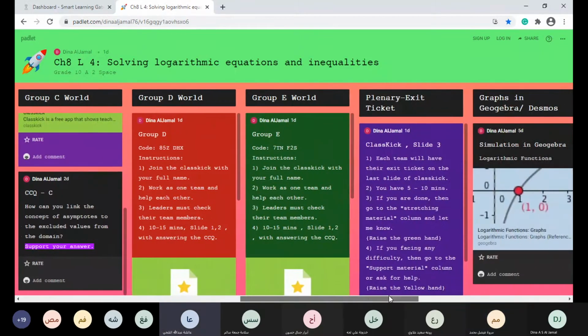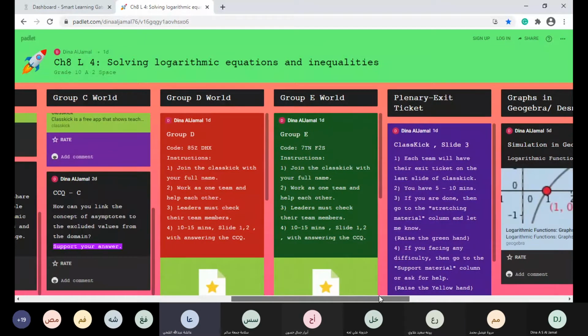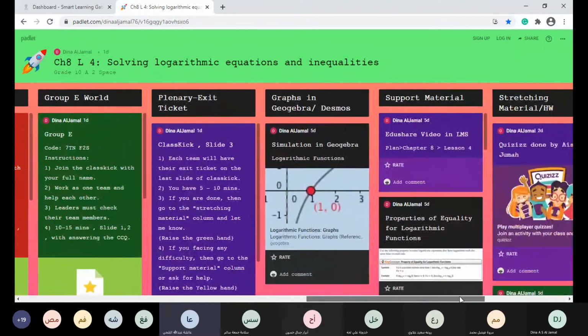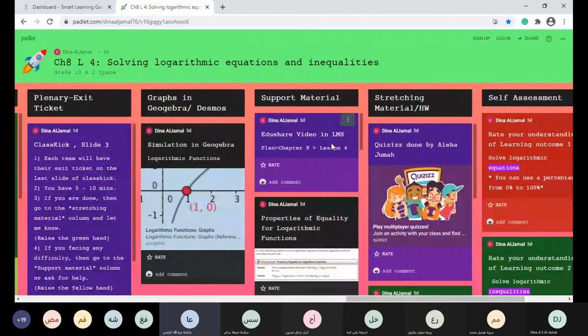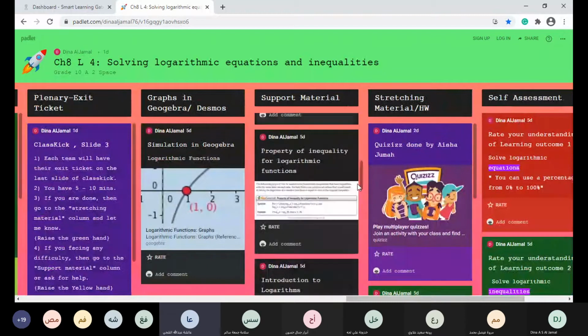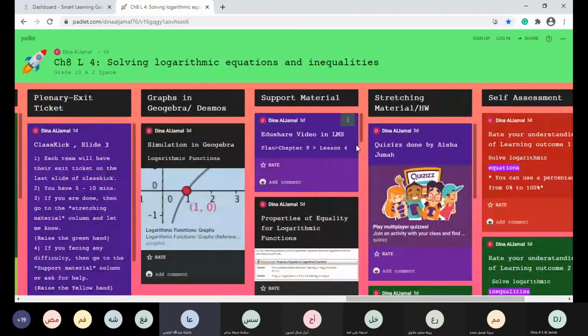Last but not least, return to Classkick and you will have an exit ticket in slide 3. You will have 10 minutes to finish the exit ticket. Lastly, if you need help, you will go to the support material column, as you can see here. And there are many videos and EduShare links in the LMS that will help you understand more if you are struggling with something.